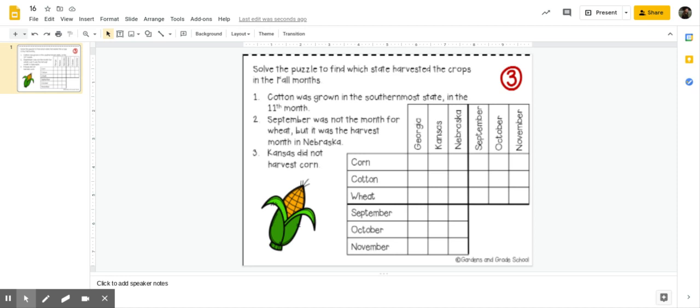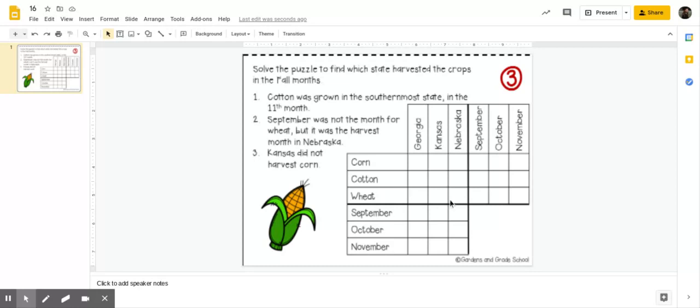Hi, it's Miss Camillo. I'm going to teach you today how to do a logic puzzle, also known as a challenge puzzle. We're going to walk through the steps together, and then later on you'll do one on your own. But this is just to show you how to do one of these.